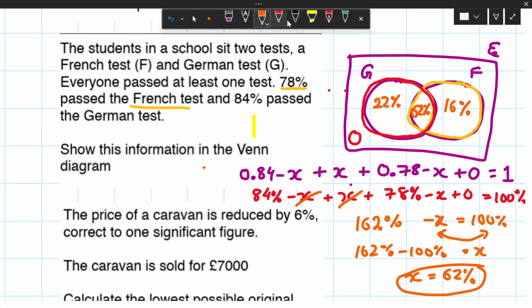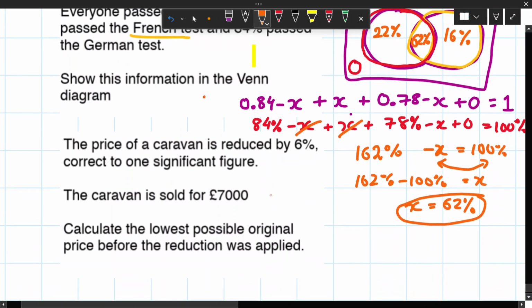So always remember that most critical piece is the centerpiece. If you don't know the centerpiece, just put an X there, find an equation, solve that equation, find the center, and then you can figure out the other pieces of the Venn diagram.